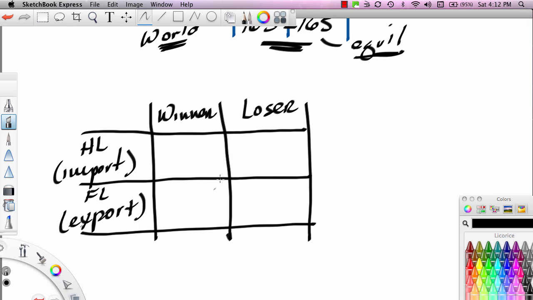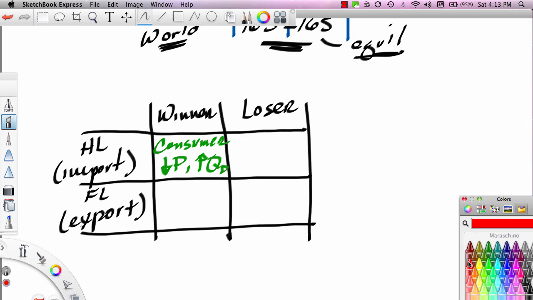Okay? Now, let's think about this. Let me use some different colors here. Who wins in the importing nation? Well, that is going to be consumers. The consumer wins. Why? They pay less. The price dropped in Hillland from 4 to 2. But the buyers are able to buy more. And that's exactly what happened. The buyers went from buying 40 to buying 65 at a lower price. So the consumers win in the importing nation.